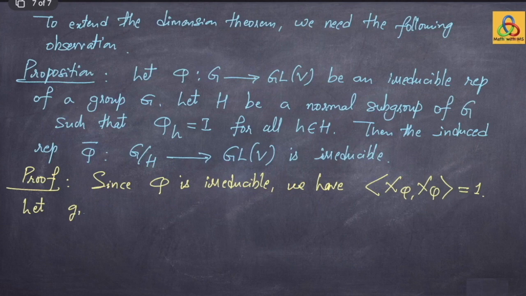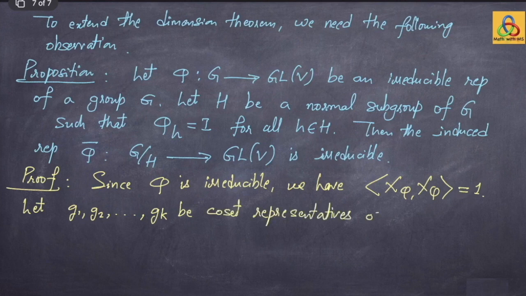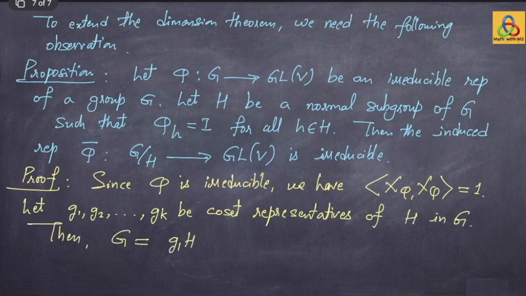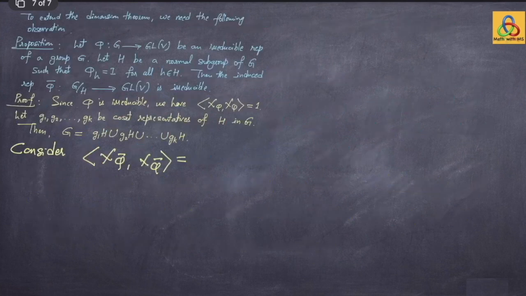Let us enumerate the coset representatives of H in G. Let us say g1, g2, so on, gk be coset representatives of H in G. Then we know that G is a union of cosets, so G can be written as g1H union g2H, so on gkH. So each element in the group G falls in exactly one of the cosets since they form a partition of the group G. Now consider the inner product of the character of phi bar with itself. I want to show that this is 1.